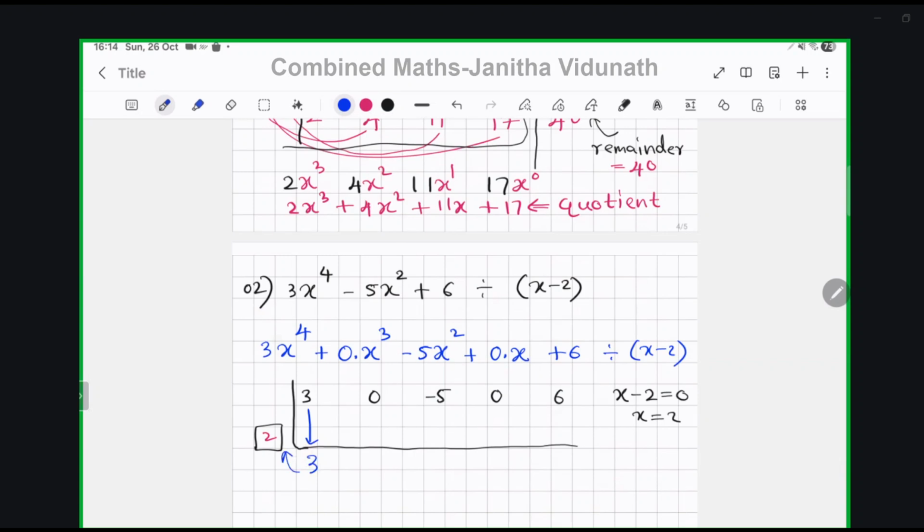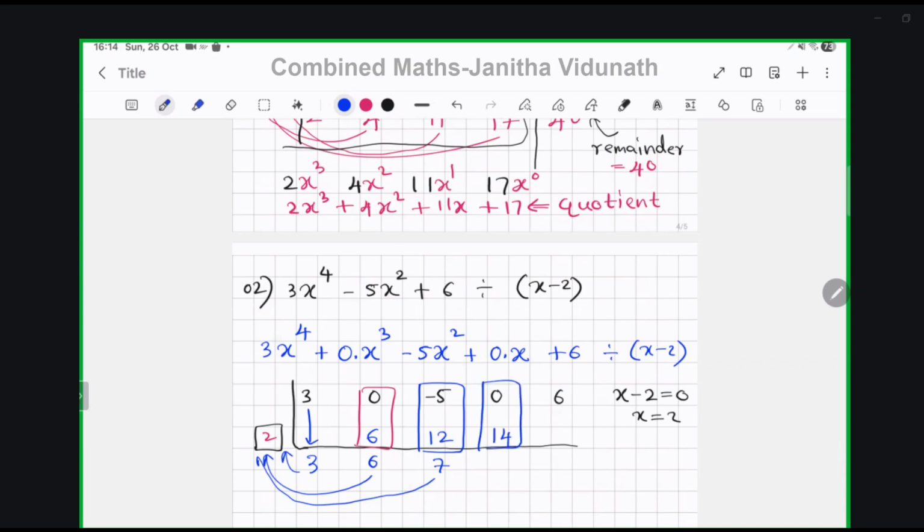Then we multiply it with the number inside the box. That means 3 times 2, and move that number into the next column. Then we add those two numbers. From that we get 6 plus 0 is 6. Then we need to multiply it with the number inside the box. That means 6 times 2, 12, and pass to the next column. That means minus 5 plus 12 is 7. Then we need to consider 7 times 2. That means 14. Then move that number to the next column.